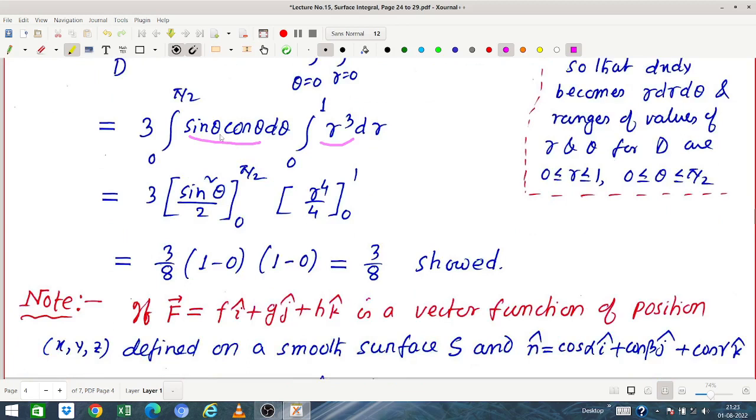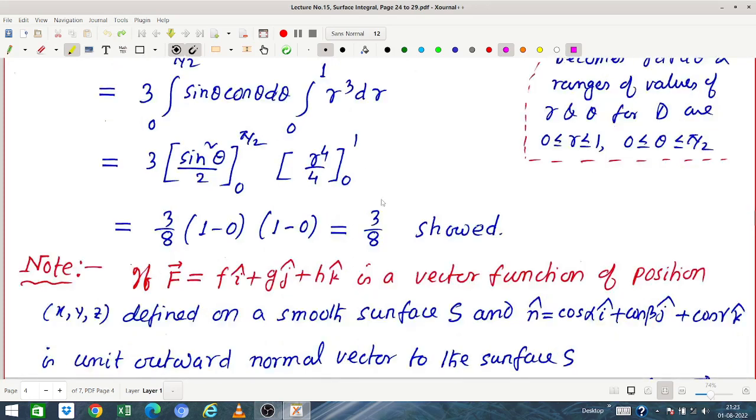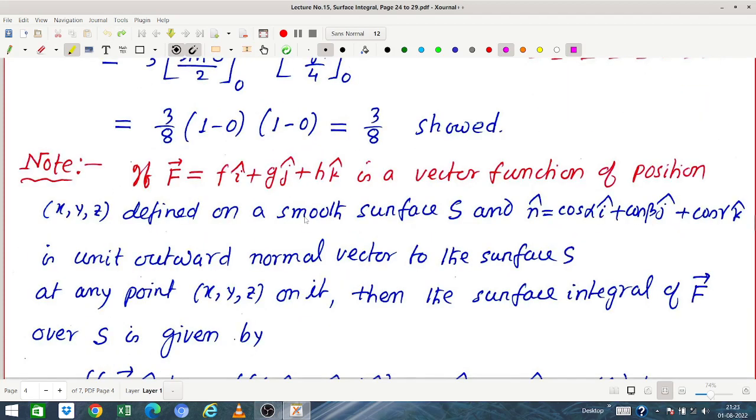It is a simple integration. For sin theta cos theta, if I take sin theta as t, then cos theta d theta is dt. So t dt means t squared by 2. So we have written sin squared theta by 2 from 0 to pi by 2, and here r cubed means r to the power 4 by 4, from 0 to 1. So it will be 1 by 4, and sin pi by 2 is 1, so 1 by 2, and 4 times 2 is 8, so ultimately 3 by 8 is the answer. So this was the question solved.